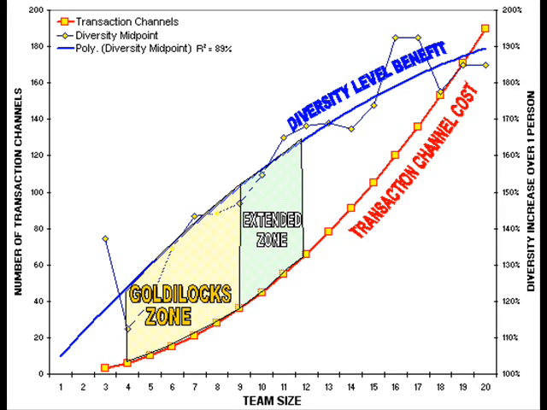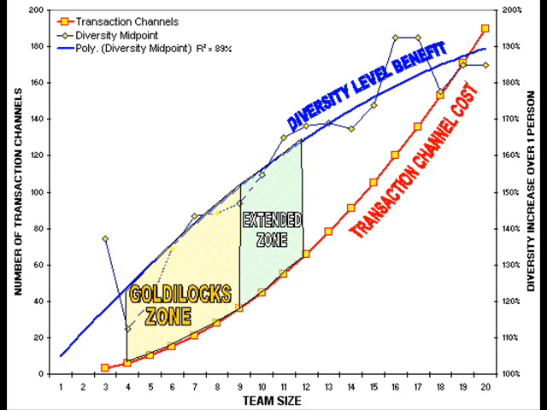This is an illustrative summary chart showing the drivers of optimal team size. The red line is the number of transaction channels at each team size. The more transaction channels, the higher the cost to both the leader and team members. The blue line is the diversity level. The actual data has been statistically fitted to smooth it out. For those statistically inclined, the R-square is 89%, so the fit is pretty good.